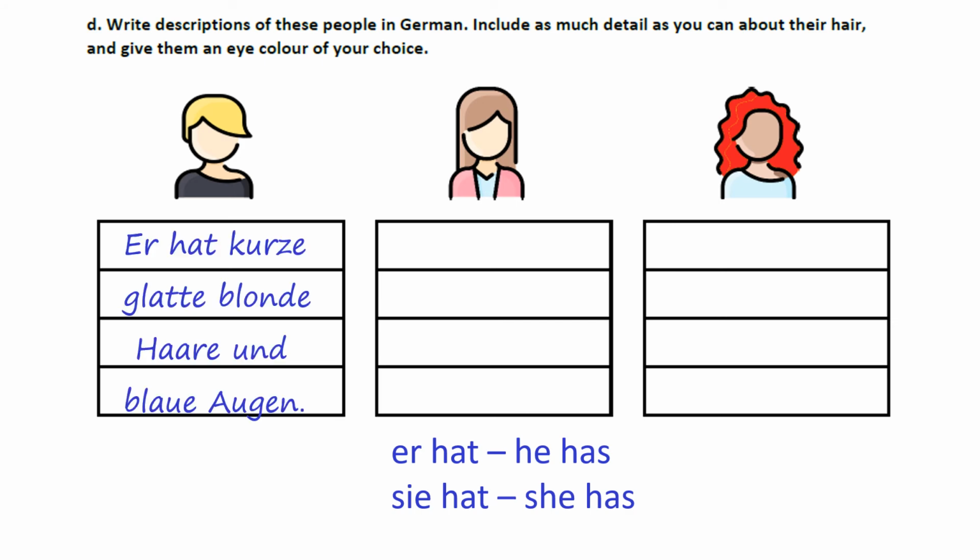Okay, I've done the first one, so you can have a look, but then you need to do the other ones by yourselves. Okay, so that first one, I've said er hat, he has, but you could have equally said she has or sie hat. Er hat kurze, glatte, blonde Haare, so he has short, straight, blonde hair, und blaue Augen, and blue eyes. Okay, so I've just made up some blue eyes there, but you could have said they were braune Augen or grüne Augen or graue Augen, any of those would be fine. Okay, so if you can add in your next 2 descriptions for the next 2 people there, that would be great. You might want to pause this video as you're doing that.